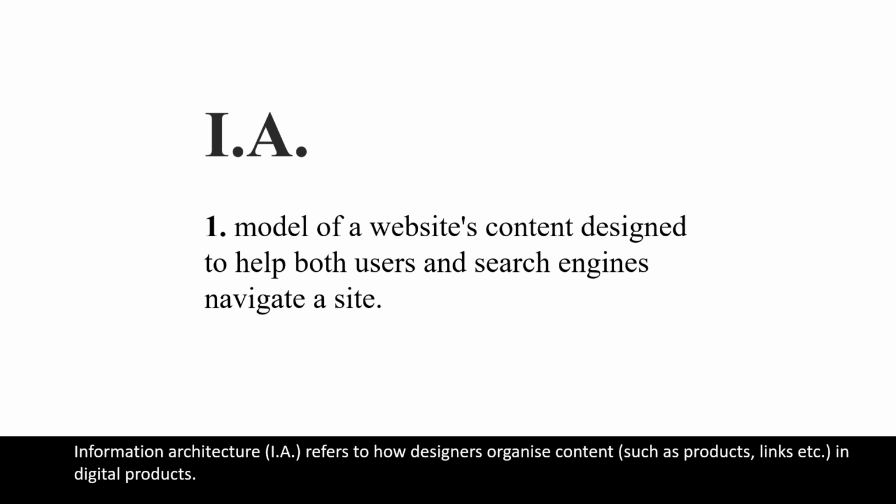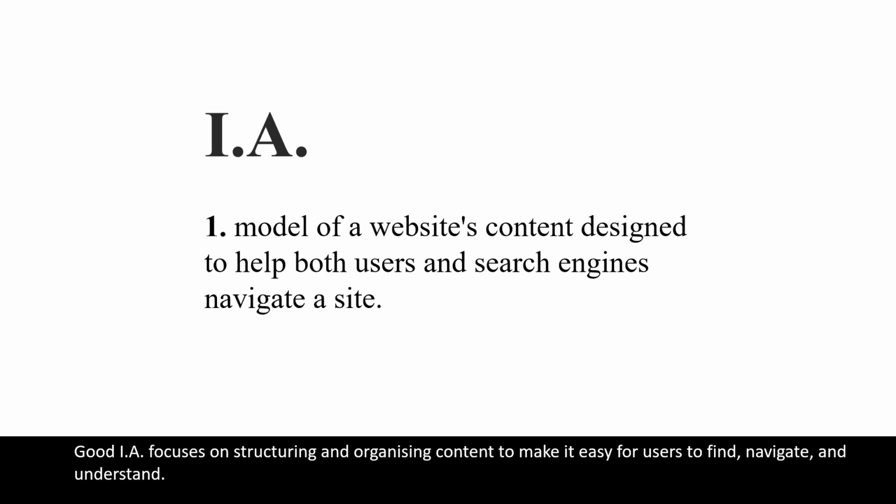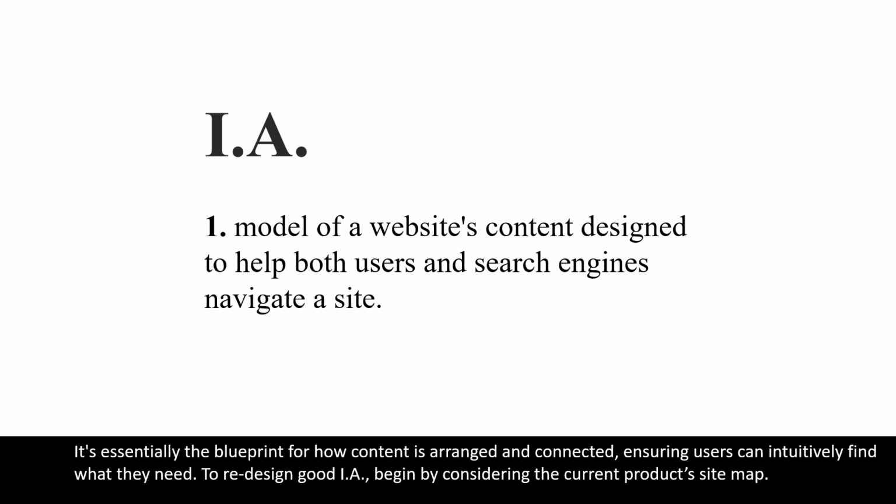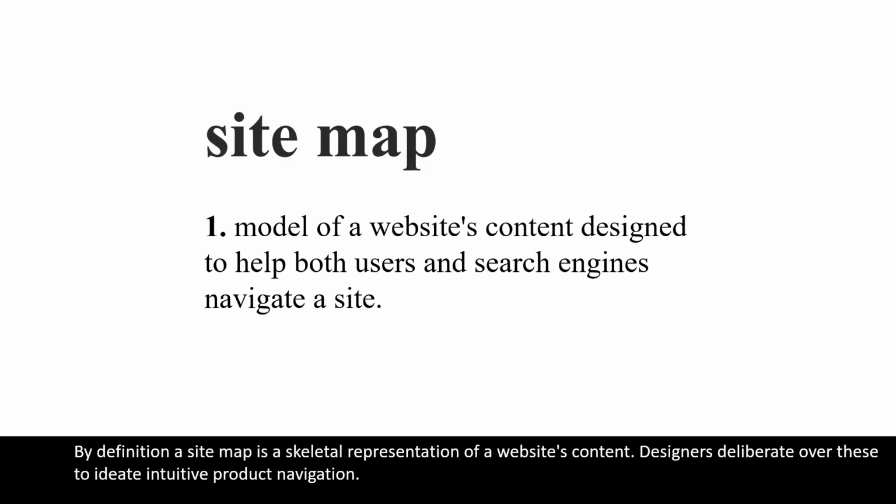in digital products. Good IA focuses on structuring and organizing content to make it easy for users to find, navigate, and understand. It's essentially the blueprint for how content is arranged and connected, ensuring users can intuitively find what they need. To redesign good IA, begin by considering the current product sitemap.